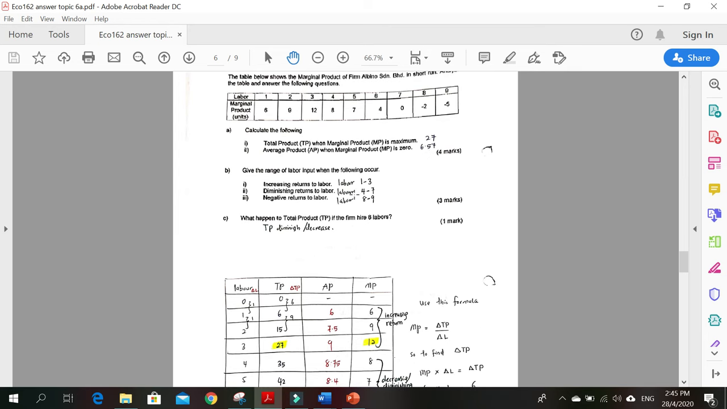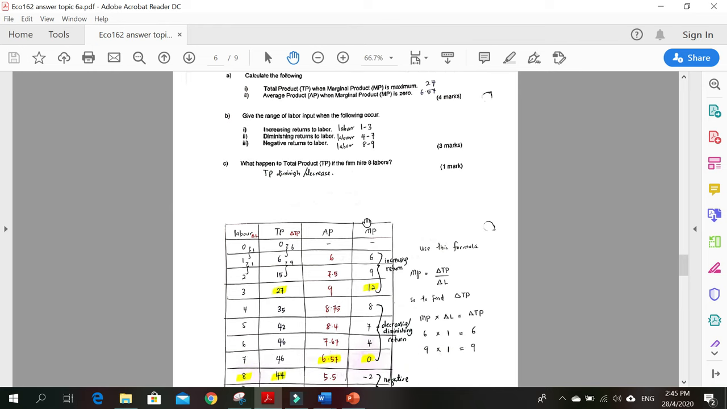Okay, give the range of labor input when the following occur. Increasing return to labor. Increasing return to labor maksudnya kita fokus kepada marginal product. Increasing return tu maksudnya marginal product makin meningkat.